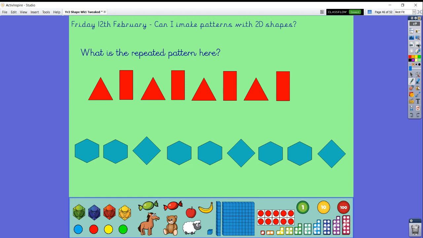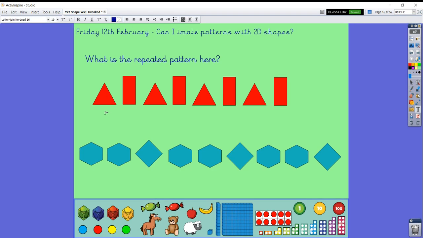So, can you describe these patterns? Brilliant. You are right. Our repeating pattern goes triangle, rectangle, triangle, rectangle. And I can use these dots to say it carries on and on and on until I want to stop.